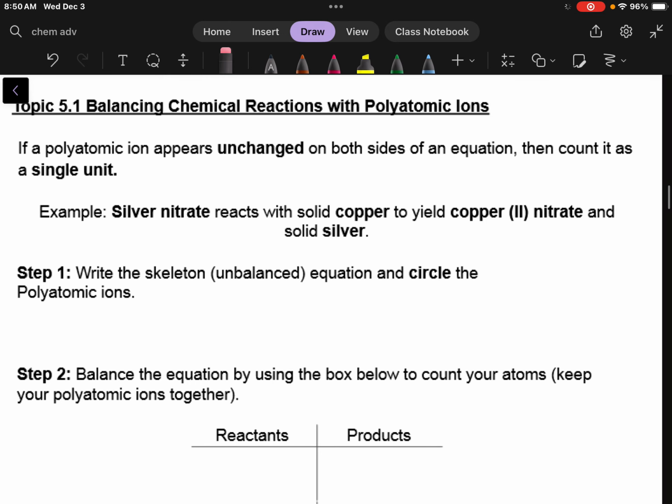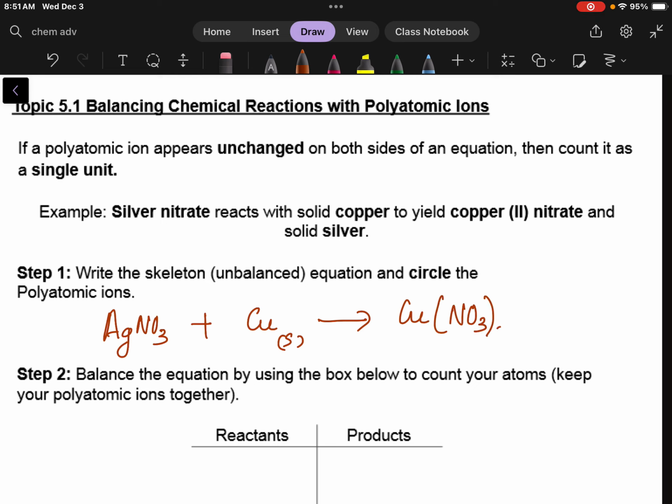Okay, it says silver nitrate reacts with copper to form copper 2 nitrate and solid silver. So you have to write the formula first. Silver nitrate, AgNO3, plus Cu, solid Cu. Copper 2 nitrate is Cu(NO3) 2 times, plus silver.